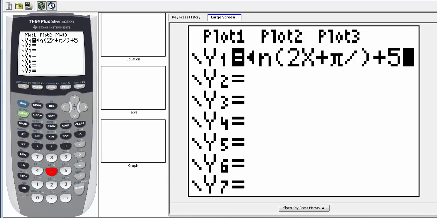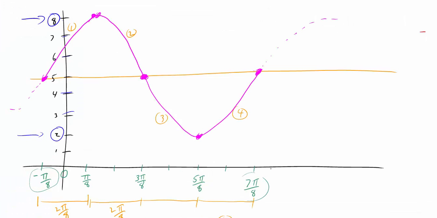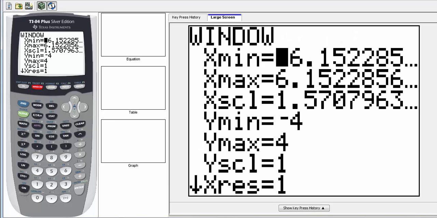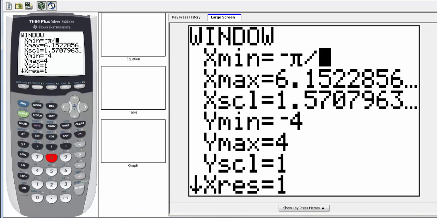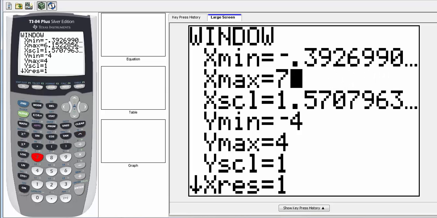Now let's see, if we look at the way I came up with my x and y axis here, my x-axis is going from negative pi over 8 to a positive 7 pi over 8. So I want to use this for my x minimum and x maximum. And then the y-axis, I'm going to go from 0 to 8. And let's see if we can come up with a similar graph here. So I'm going to go first of all to the window, and we would type in negative pi divided by 8, and the max was 7 pi divided by 8.